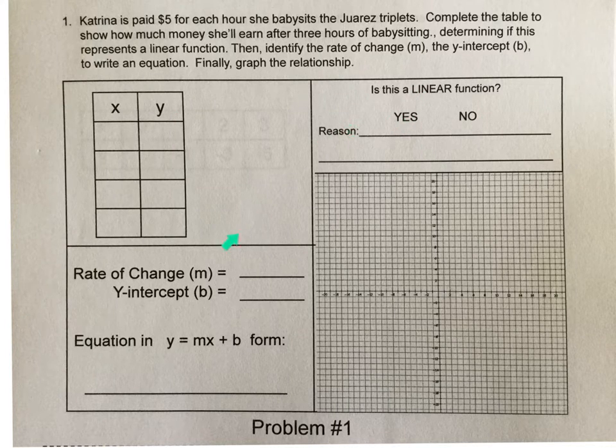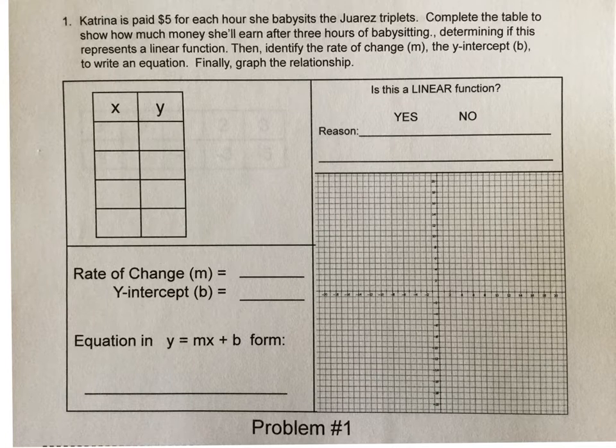Then you're going to identify the rate of change, which is your m, and your y-intercept, which is your b, in the formula y equals mx plus b. So the y stays, the equals sign stays, your x stays, and your plus sign stays. You're just replacing this m and this b, and then we will finally graph it.